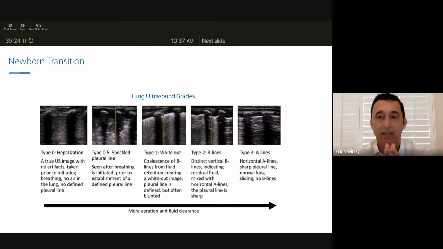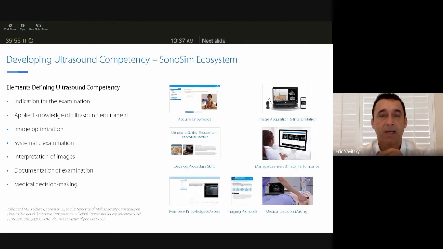The exact timing is variable, but what's really clear is the overall density of B lines correlates with the physiological clearance of lung fluid in normal neonates. So it's a really impressive pattern. And then usually within several hours of birth in normal neonates, you start to get this A-line appearance and a more normal lung appearance, which is scattered B lines, as opposed to a tissue-like hepatized appearance immediately after birth.